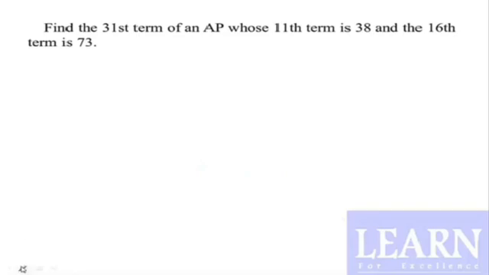Find the 31st term of AP, whose 11th term is 38 and 16th term is 73. Here they have given two different terms and they have given the values of those terms, and we need to find the 31st term. Whenever we have given two different terms, I have told you to take the difference by using AP minus AQ divided by P minus Q, right? So I'll write it over here. 11th term, that is nothing but a11 is 38 and a16 is 73.